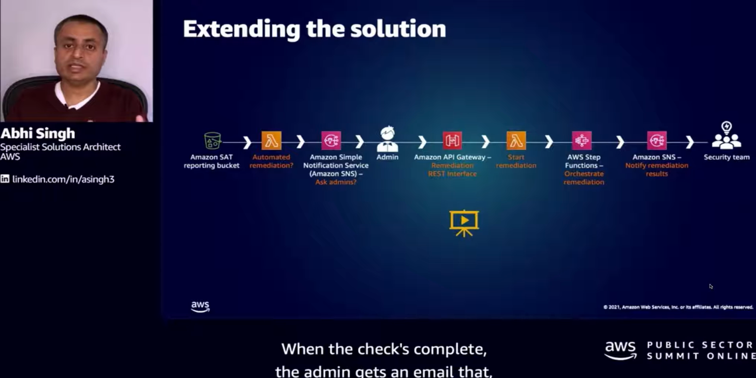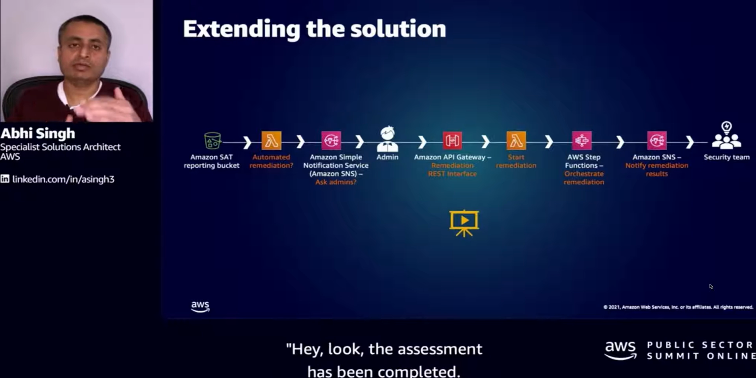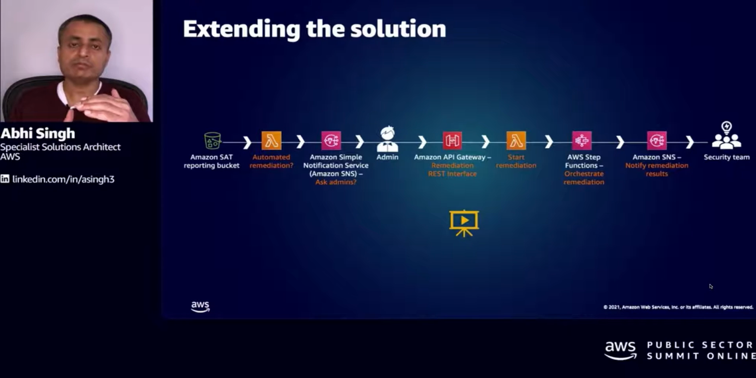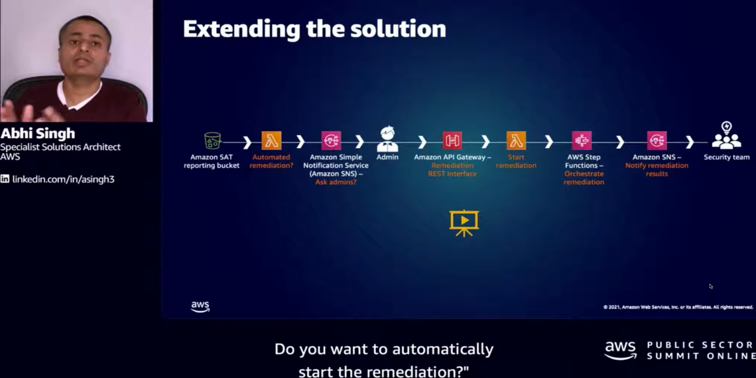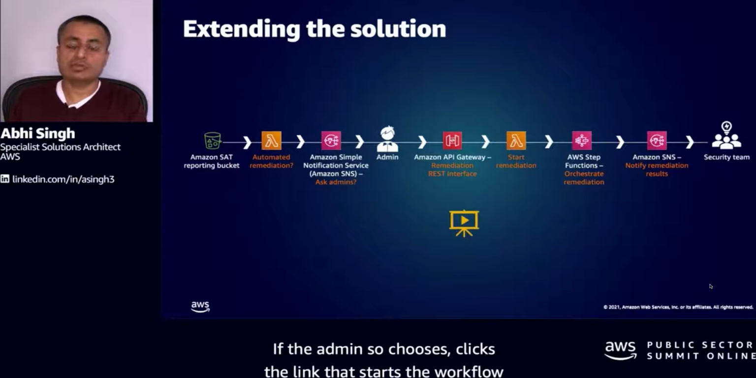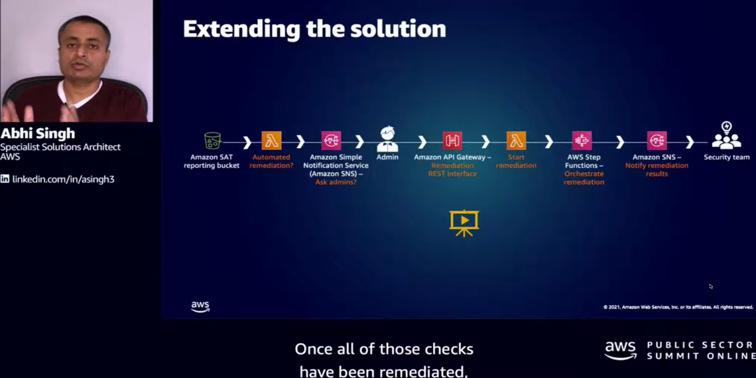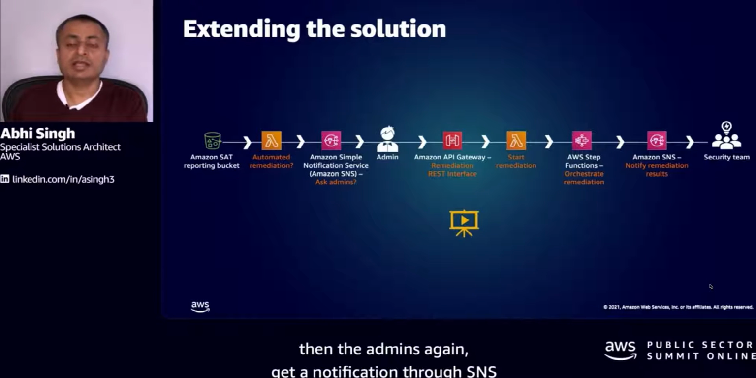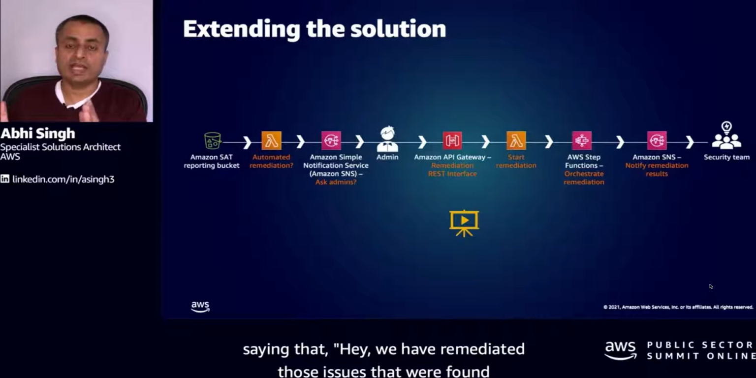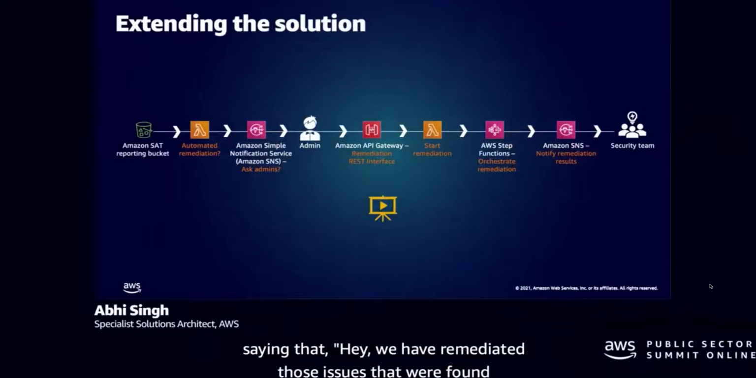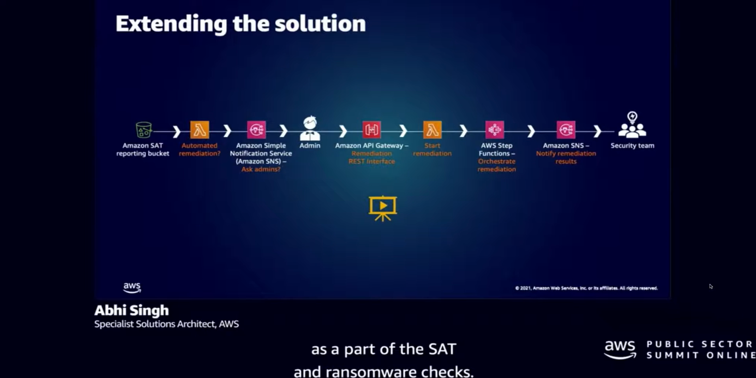When the checks complete, the admin gets an email that, hey, look, the assessment has been completed. Do you want to automatically start the remediation? If the admin so chooses, clicks the link that starts the workflow, and the step function starts orchestrating those Lambda mitigation functions. And once all of those checks have been remediated, the admins again get a notification through SNS saying that, hey, we have remediated those issues that were found as a part of the SAT ransomware checks. So let me show you how this looks.